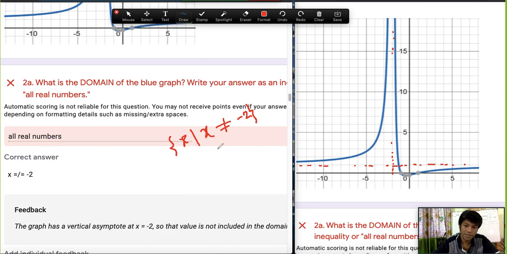x is all real numbers, only x is not equal to minus 2, and this is the answer in set notation. But if you write just this portion in the answer set, as we mentioned here, that is also enough, because this implies that all real numbers, only this one is not included. So that's the answer.